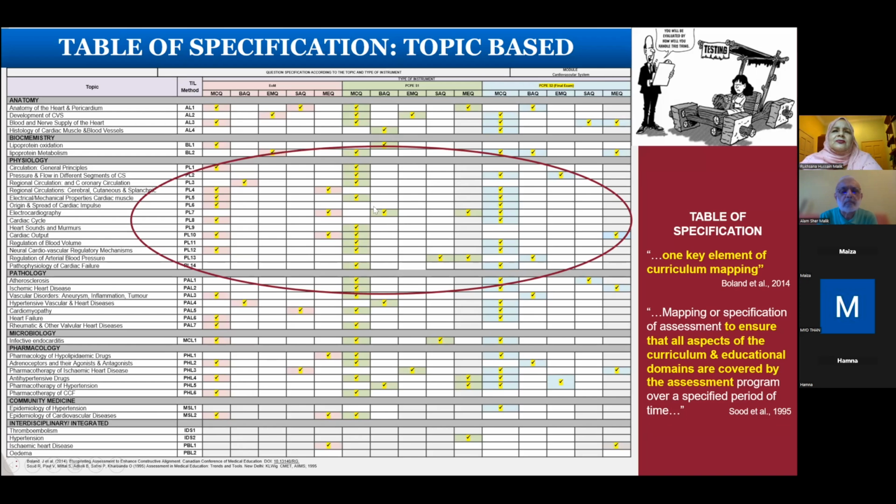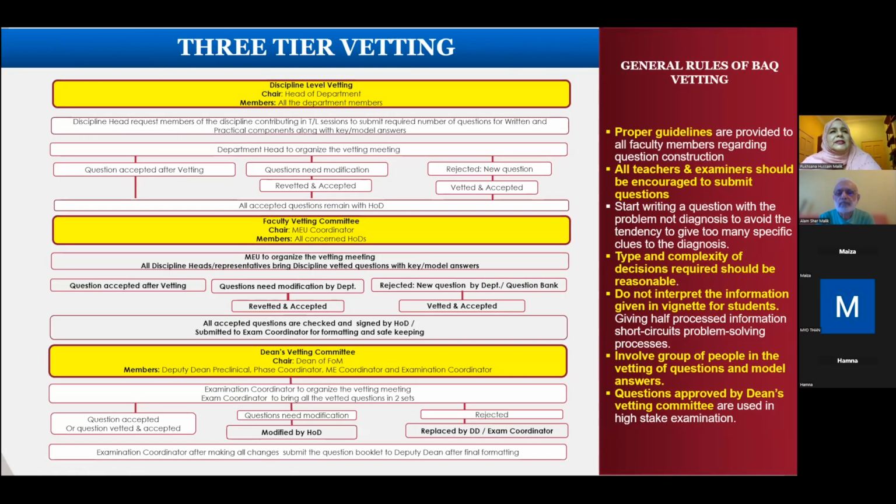This is because there were 5 BAQs. So one question will come from physiology, one from anatomy, one from biochemistry, one from pathology. And because microbiology has very little input, there will be no BAQ from microbiology, but there will be a BAQ from pharmacology because it has a number of lectures, 6 lectures, in that. Along with that, there were some interdisciplinary integrated sessions as well, IDS and the PBLs. Those were also included in some form of assessment in these papers.